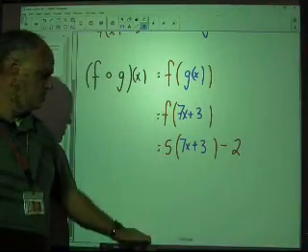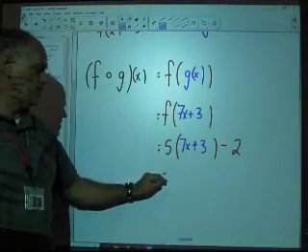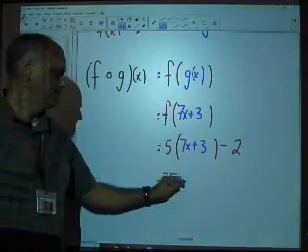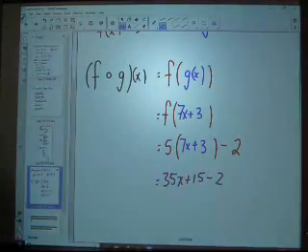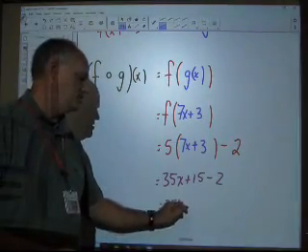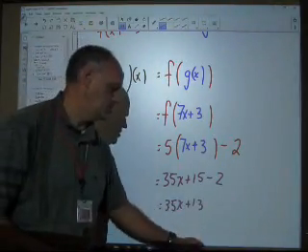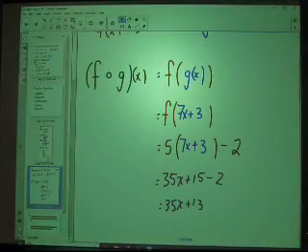Oh yeah. We've got red, we've got blue, let's create purple out of that, because that's how colors work, right? So I have 35x plus 15 minus 2. Subtract 2 from 15. We have 35x plus 13. Does that make sense? All right. Well, good. You're shaking your head like, yeah, I think I've got it.